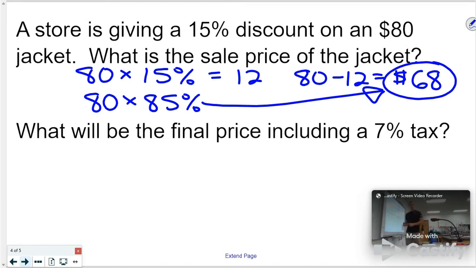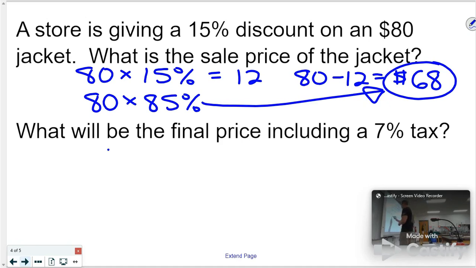Now, there is a second part to this. What will be the final price including a 7% sales tax? So we know we have to pay taxes, but we only pay the 7% sales tax on the sale price of the jacket. You don't have to pay 7% of the original $80 jacket. You only have to pay 7% of the $68 jacket.